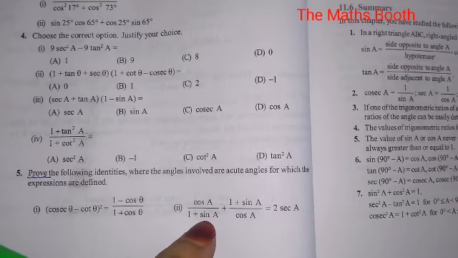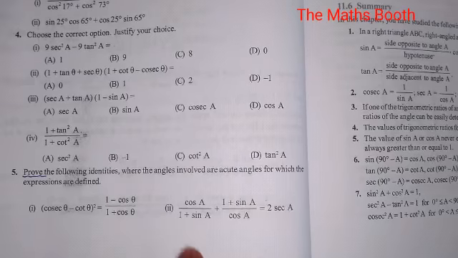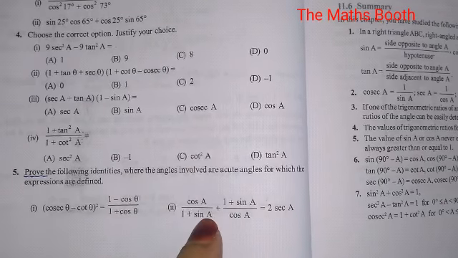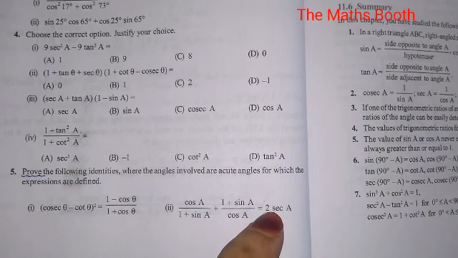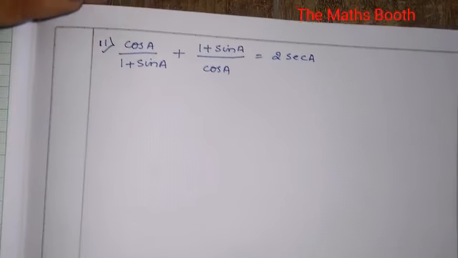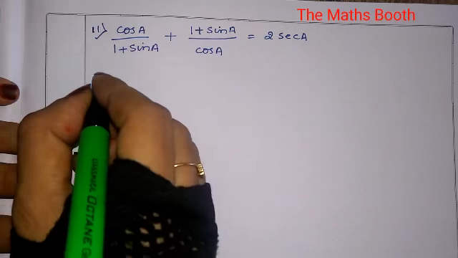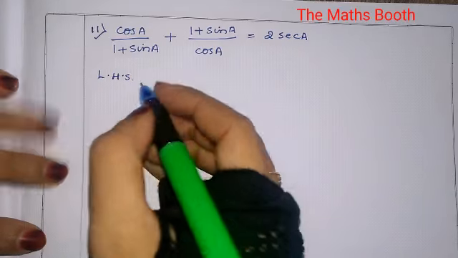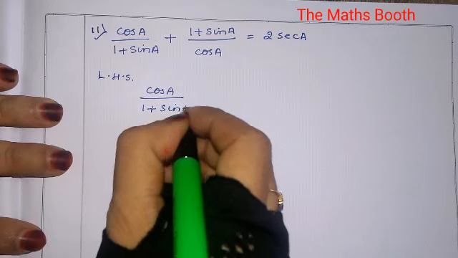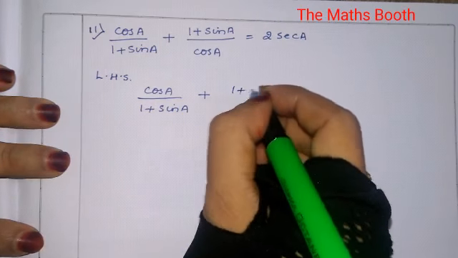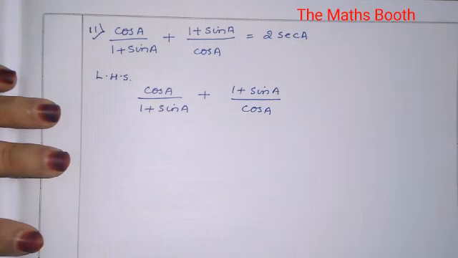cos A upon (1 plus sin A) plus (1 plus sin A) upon cos A is equal to 2 sec A. Prove this. We should prove cos A upon (1 plus sin A) plus (1 plus sin A) upon cos A is equal to 2 sec A. Okay, let us prove this. LHS is equal to cos A upon (1 plus sin A) plus (1 plus sin A) upon cos A. Now we need to bring the answer to 2 sec A.